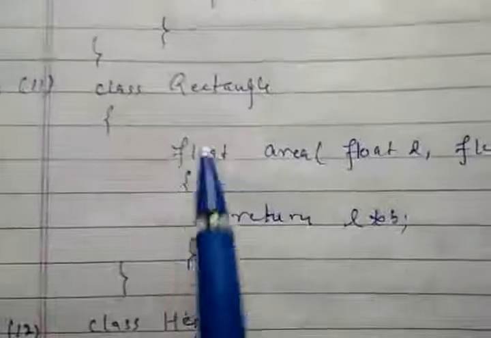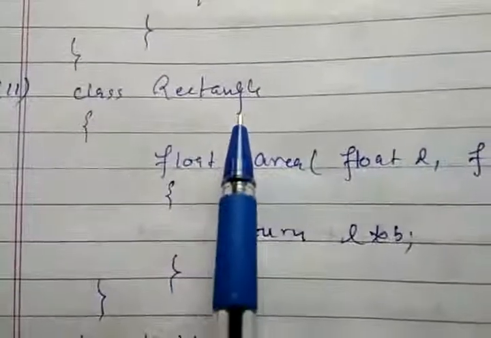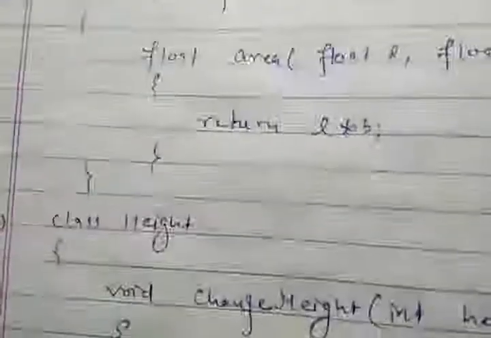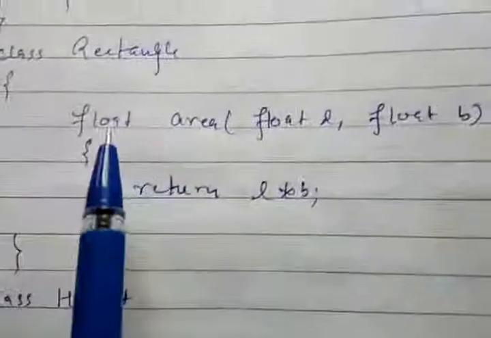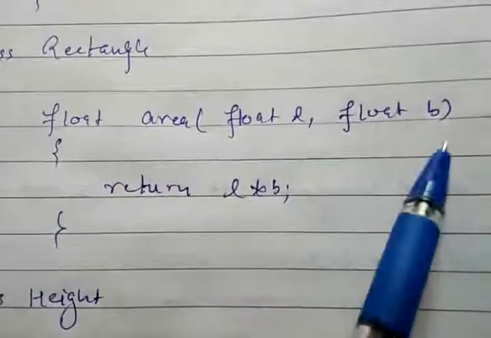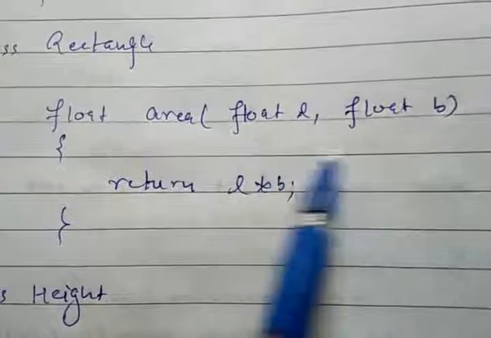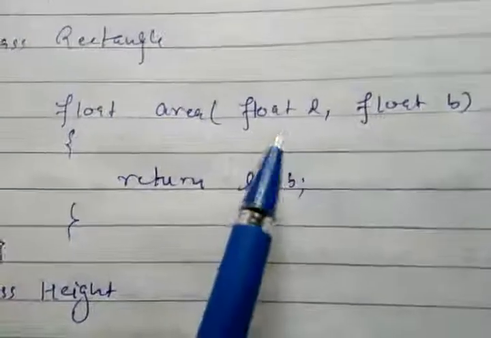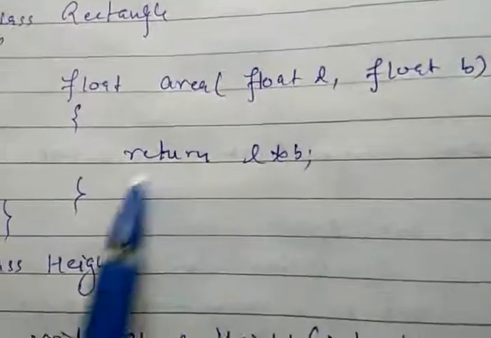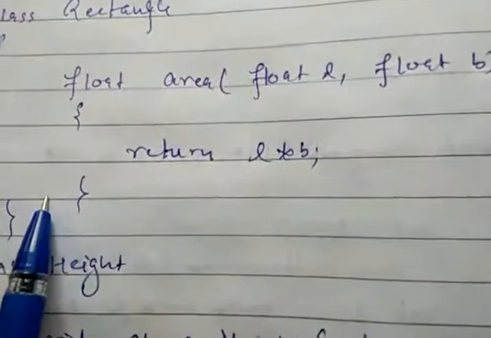In question number 11, the class is given as rectangle, and we have to calculate the area of the rectangle, and the function given in the question is float area, float L comma float B. So two floating type values will be received in this function, and we are returning L into B. This is the formula for the area of a rectangle.